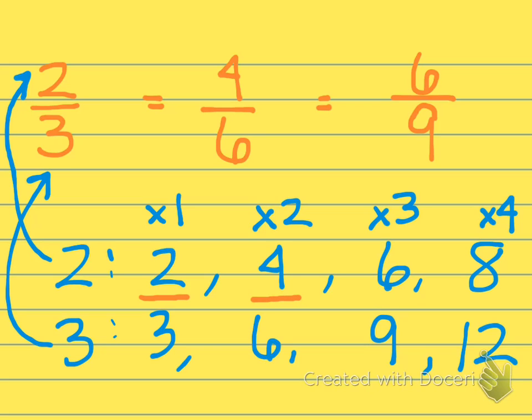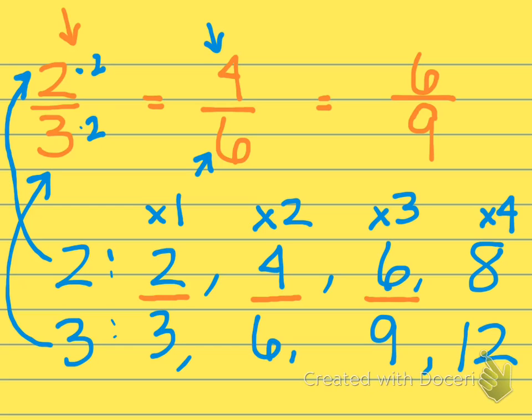Two-thirds, 4/6, 6/9. So in order, if you look up here, if you want to go from 2/3 to 4/6, what do you have to do? Well, looking down the chart, you need to multiply both the top and the bottom by the same number, which in this case it's 2. So 2 times 2, 3 times 2. 2 times 2 is 4. 3 times 2 is 6.